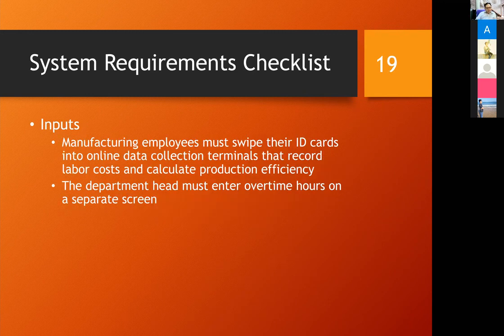While for input, we also need to prepare the checklist as well. Okay. For example, manufacturing employees must swipe their ID cards into online data collection terminals that record labor costs and calculate production efficiency. Then you have to check the first one. Okay, when the system is used, do all employees swipe their ID card into online data collection or not?